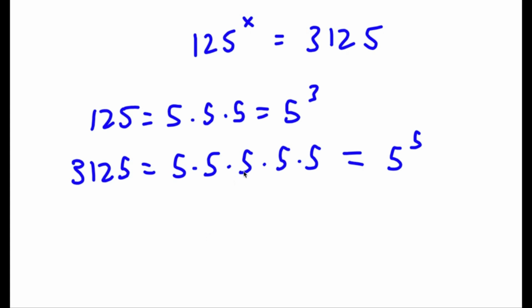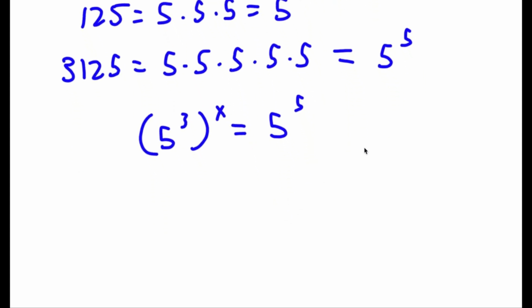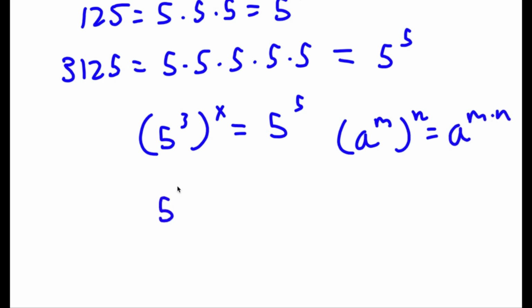So now I can simply replace these values into my equation here. So now I have 5 to the power of 3 to the power of x is equal to 5 to the power of 5. Now if I have something in the form a to the power of m to the power of n, this is equal to a to the power of m times n. So 5 to the power of 3 to the power of x, this is going to equal 5 to the power of 3x, which is equal to 5 to the power of 5.